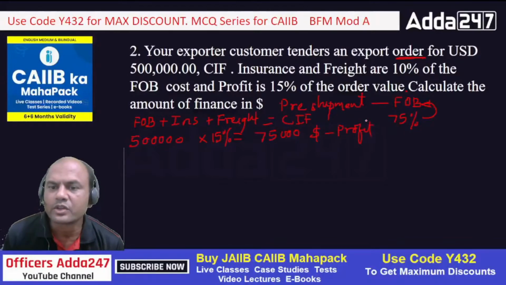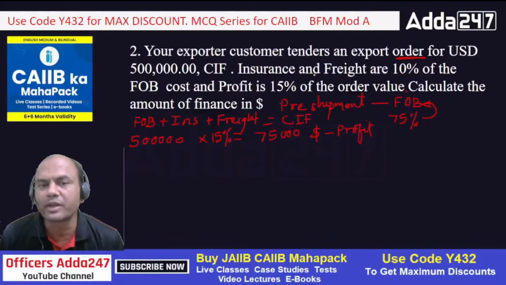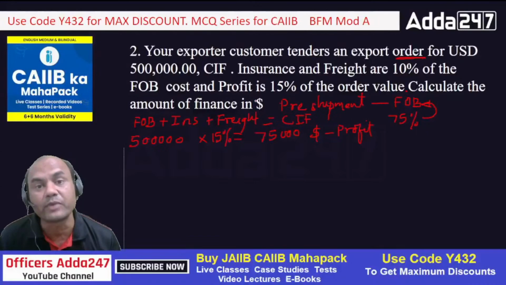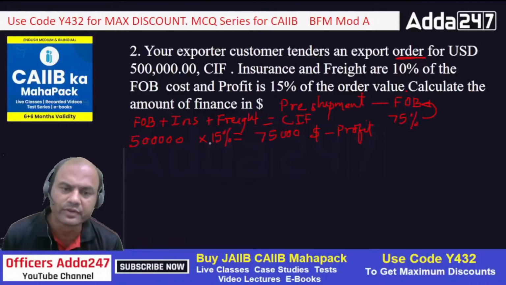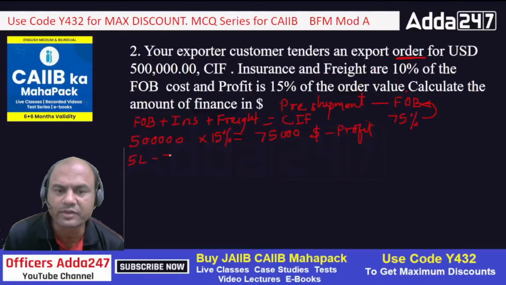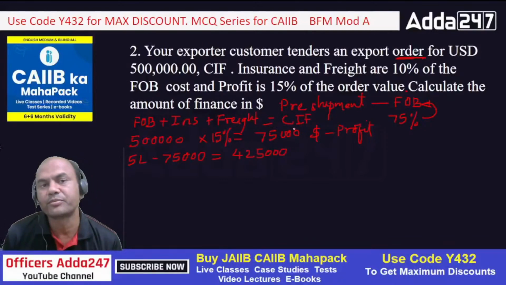So I'll have to reduce this profit, because why do we give pre-shipment finance? Pre-shipment finance is given for manufacturing. In manufacturing, is there any profit involved? No. So my cost is what? 5 lakhs minus 75,000, so it comes down to 4,25,000. Now this is without profit but still CIF.